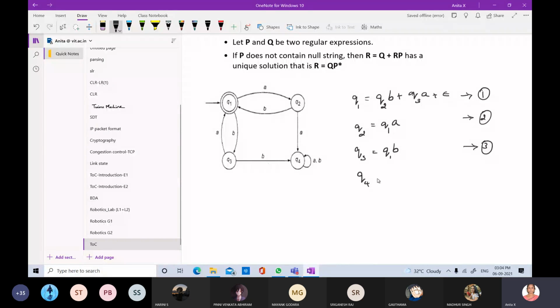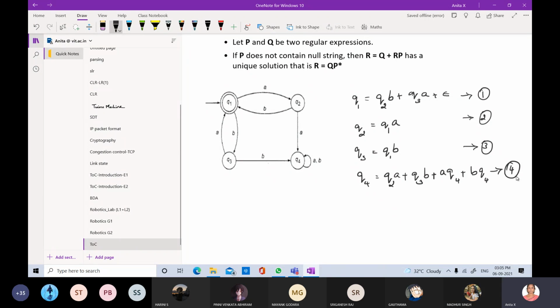And next is 4. So 4 is for the state. So what are the incoming edges? Yes, Q2A plus Q3B plus here, right? So here I'm having two inputs, A and B. So for A, Q4 plus B, Q4. Are you clear how we are writing the equation?